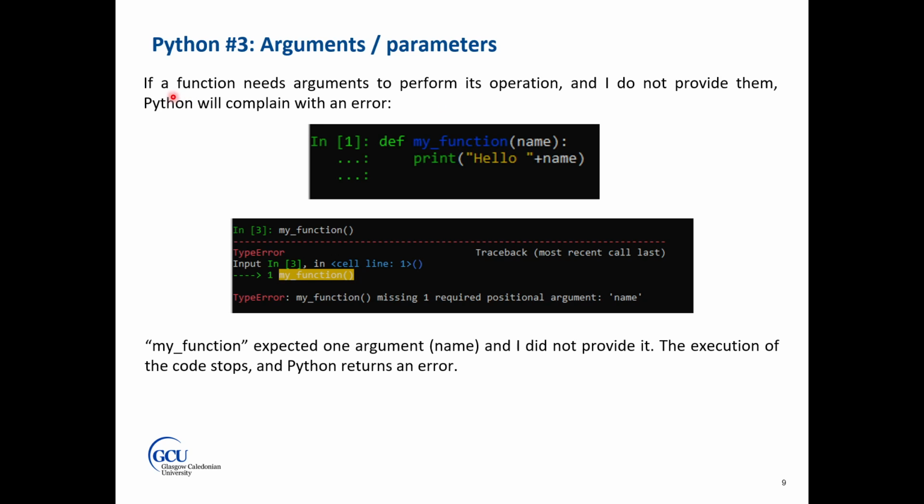If, for example, I create a function like this that requires a parameter and I'm not sending any of them, so I just invoke my function with opening and closing parentheses, Python is going to complain and say that it's missing one required argument, which is going to be name. This means that it expects one and exactly one argument. If I give 0 or if I give more, it's going to complain.